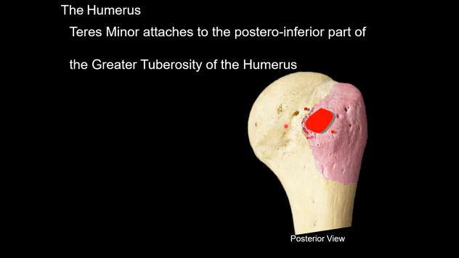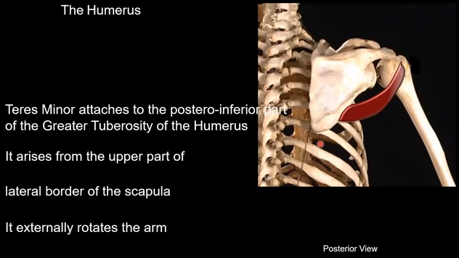So this is the glenoid tubercle. And then this is rather the head of the humerus. And then this is the greater tuberosity. So on the posterior view, now you can look at it, appreciate it better here. Look at the muscle, the teres minor, being attached.